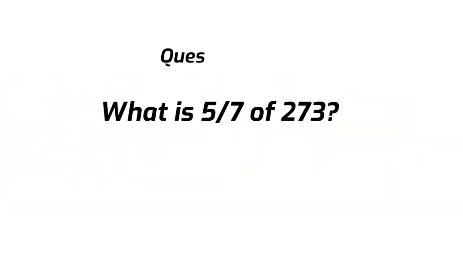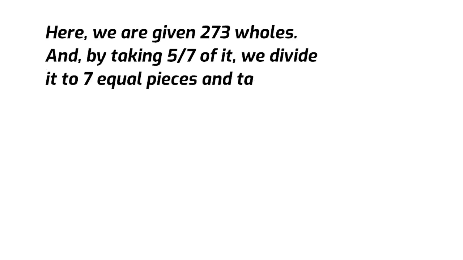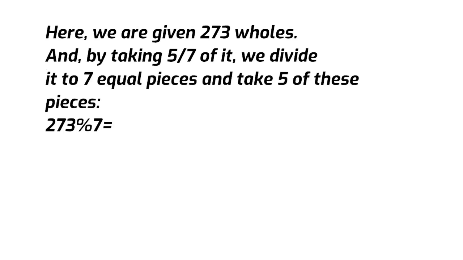What is 5/7 of 273? This is one of the most basic questions about fractions. Here, we are given 273 wholes. And, by taking 5/7 of it, we divide it into 7 equal pieces and take 5 of these pieces. 273 divided by 7 is 39. 39 multiplied by 5 is 195.